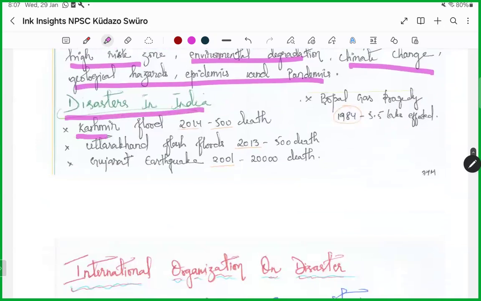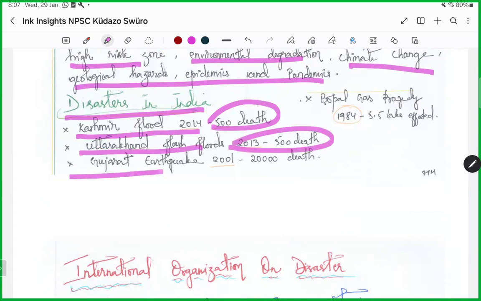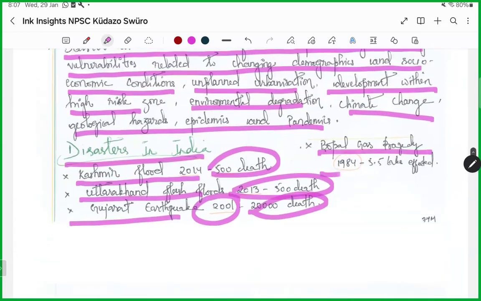Kashmir flood 2014, 500 dead. Then Uttarakhand flash floods 2013, 500 dead. Then Gujarat earthquake 2001, 2000 dead. Then the Bhopal tragedy of 1984, 5.5 lakh affected.